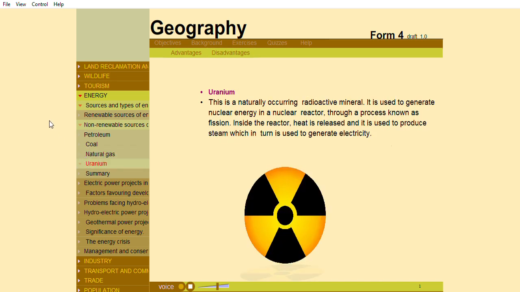Uranium. This is a naturally occurring radioactive mineral. It is used to generate nuclear energy in a nuclear reactor through a process known as fission. Inside the reactor, heat is released and it is used to produce steam, which in turn is used to generate electricity.